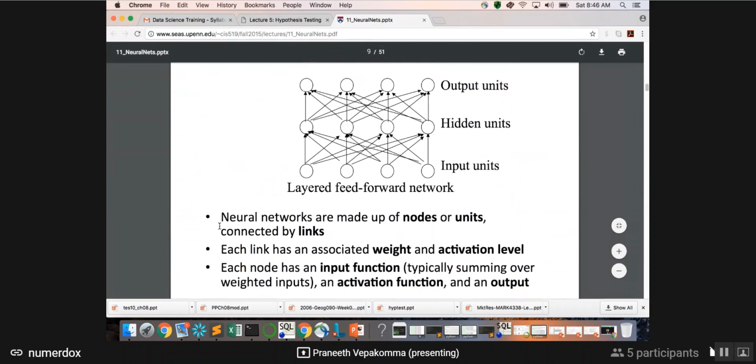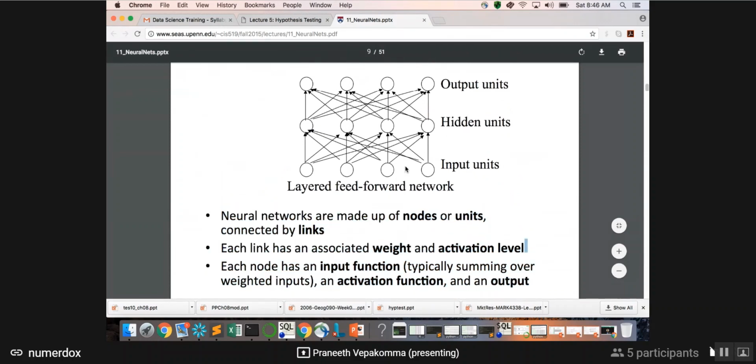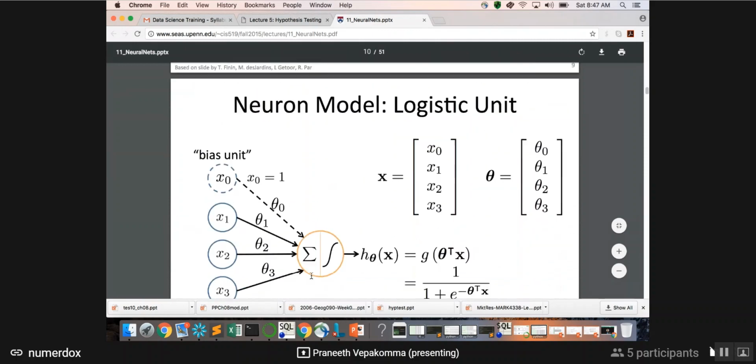But I think this slide is good to get used to the terminology. So the nodes or units or neurons are these circles. The weights are the links. The links are the edges. I was using arrows, right? Those are the links. As you see, each link has a weight associated with it, and an activation level. We'll talk about the activation function on the next slide. Each node has an input function, typically a summation. Yeah, this is better mentioned here. It's more clear here.